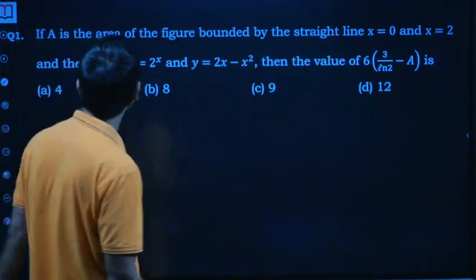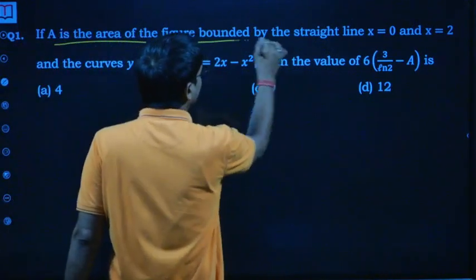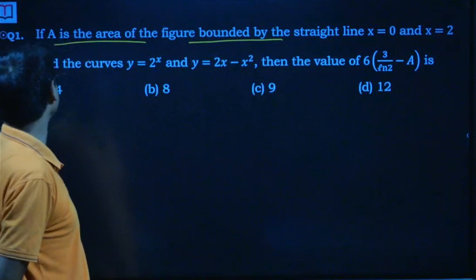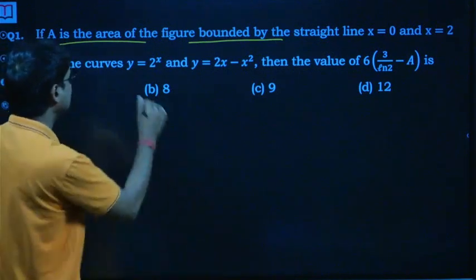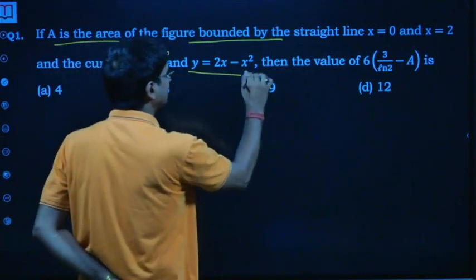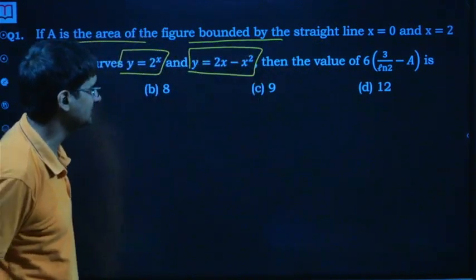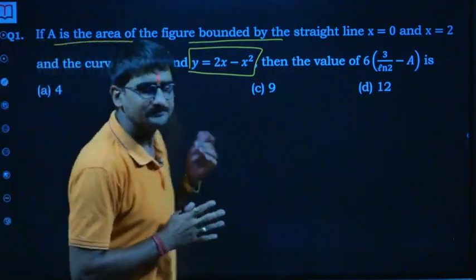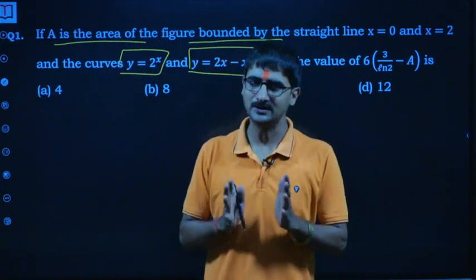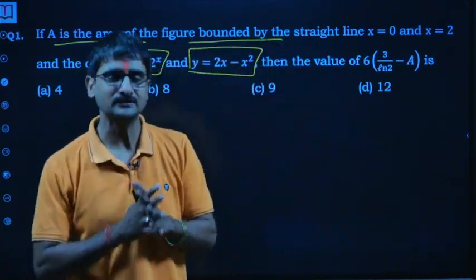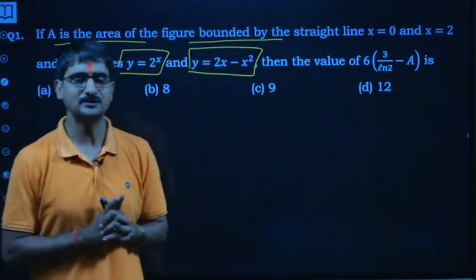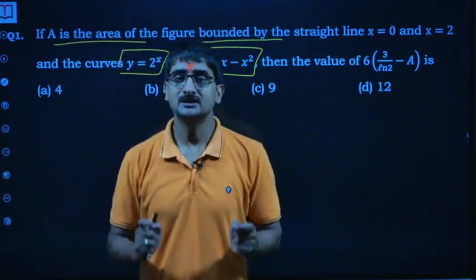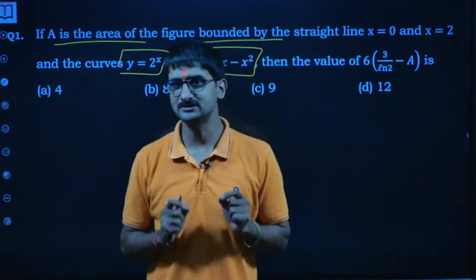The first question here is: if A is the area of the figure bounded by the straight line x equal to 0, which is of course the y-axis, x equal to 2, the vertical line, and the curves y equal to 2 raised to the power x and y equal to 2x minus x squared, then find the value of this. See, in any question related to area, the application of integrals, or area under the curve, the most important aspect is to visualize, to see the region whose area is required.